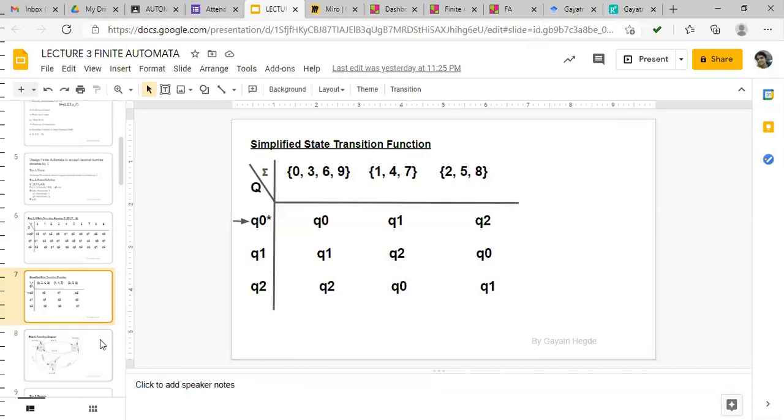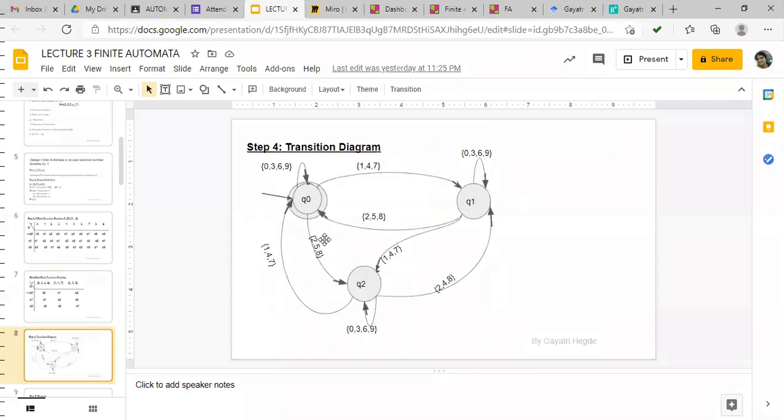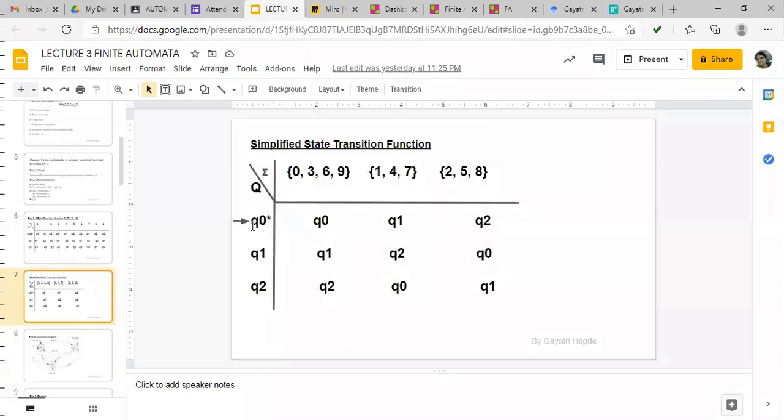Please check that. Obviously, you are drawing for the same machine, so it should match. One more thing I observed: I have told you so many times that you have to represent the start state and the final state in the state table as well as in the transition diagram. This is how you represent them. Final state with a double circle, start state with an arrow in the transition diagram. And in the state table, start state with an arrow and a star for the final state. So all this has to be followed.